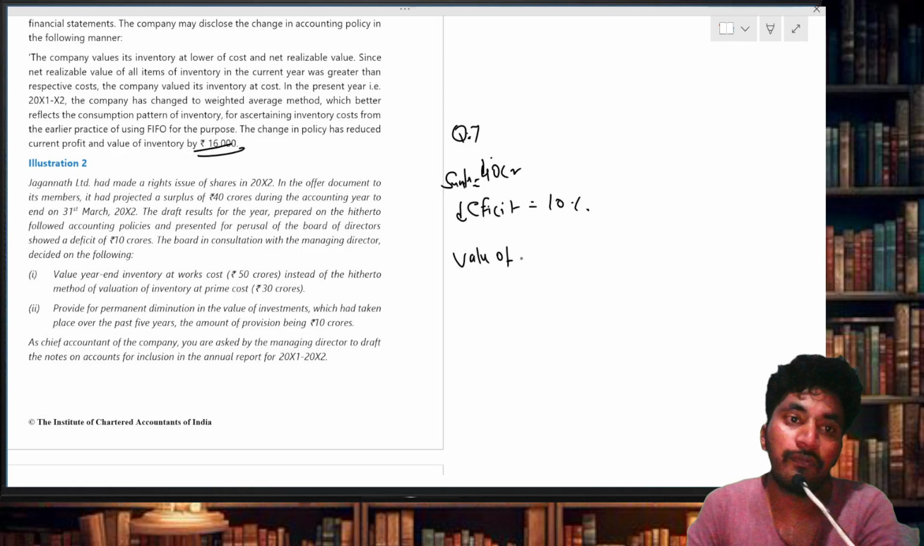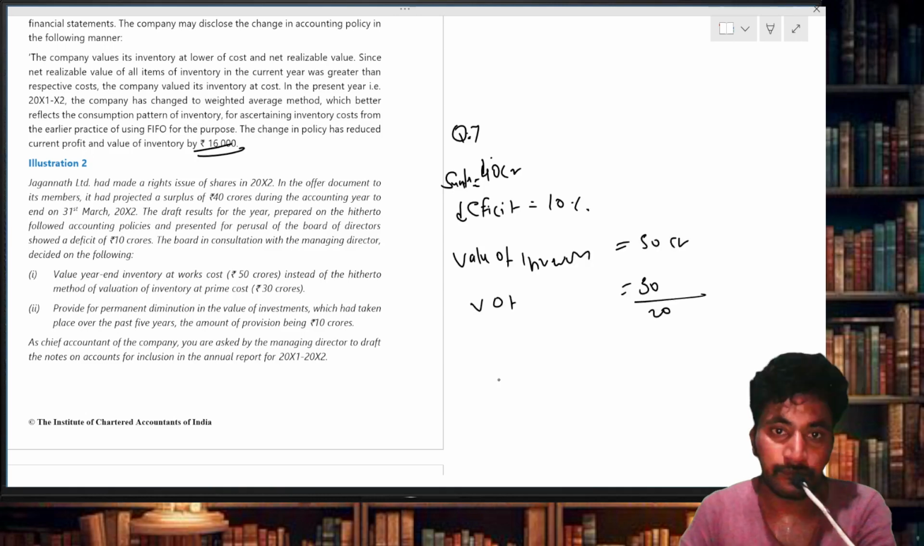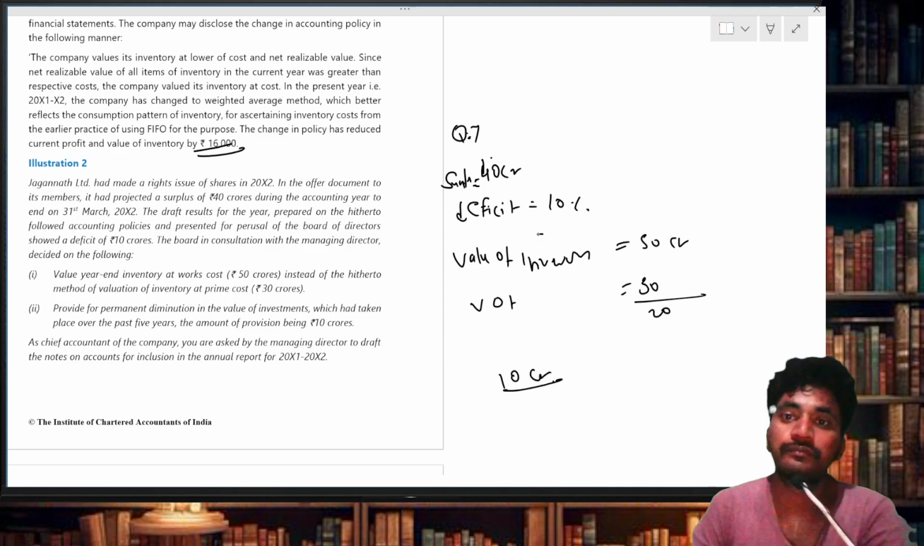Value of inventory was 15 crore. Valuation of inventory 30, and provided for permanent diminution in investment, 10 crore. Surplus, how much came? 40.